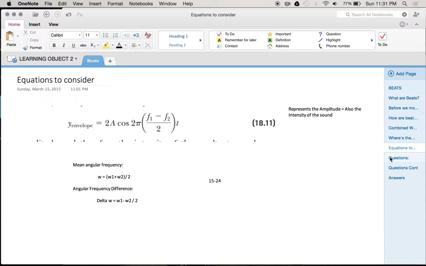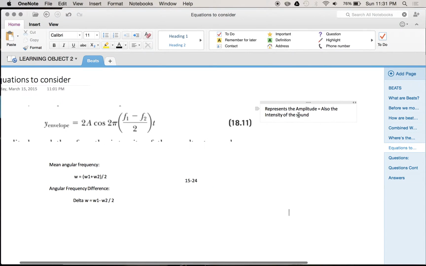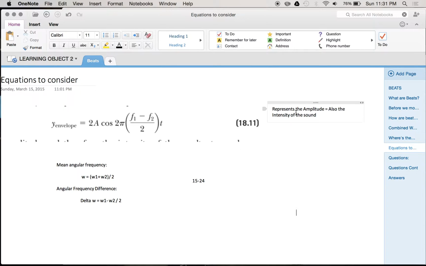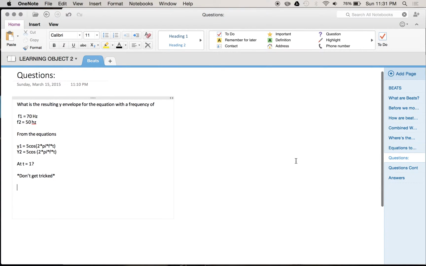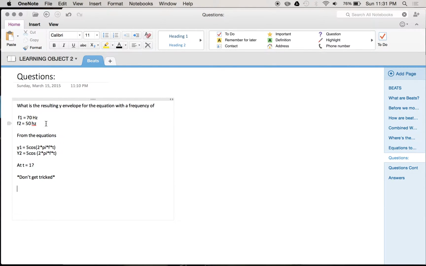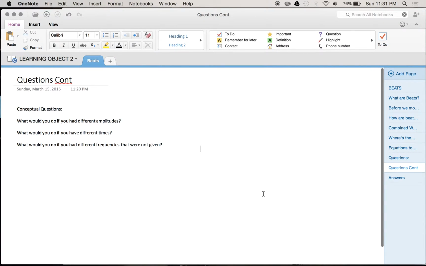So I hope you understood the concept, right? And I forgot to mention that this actually represents the amplitude, also the intensity of the sound. So, we discussed what beats were, and this gives the intensity of the sound. So here are some questions. Don't get too tricked with this. It's fairly simple, a question you should be able to get. And I want you to tell me what this actually represents. And also equation to conceptual questions.